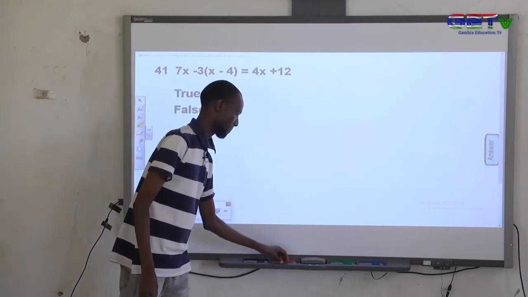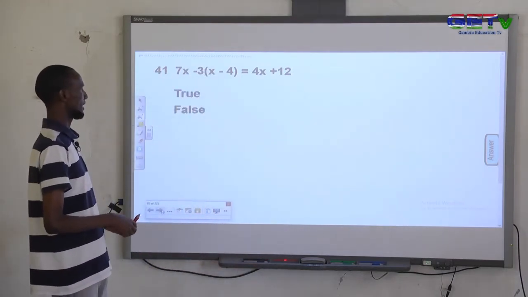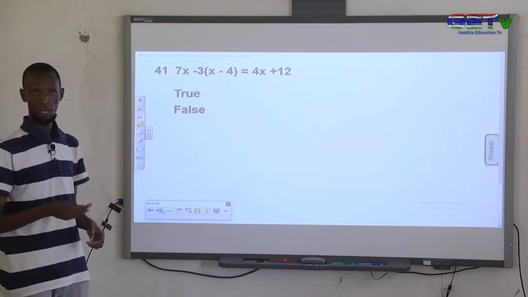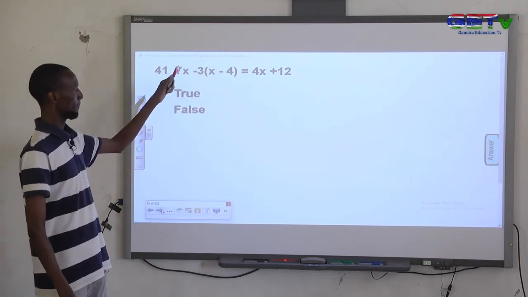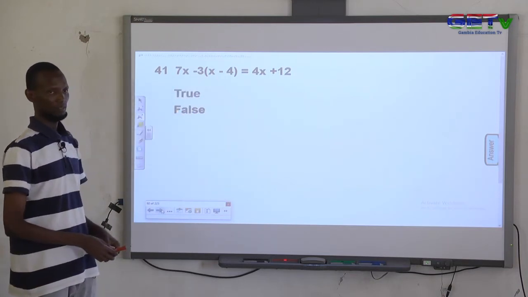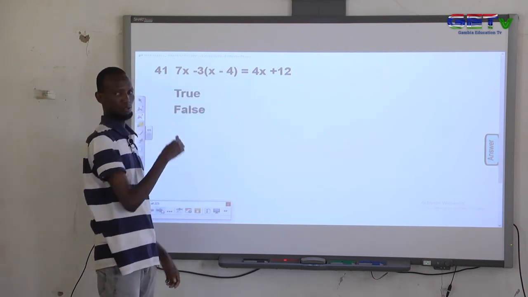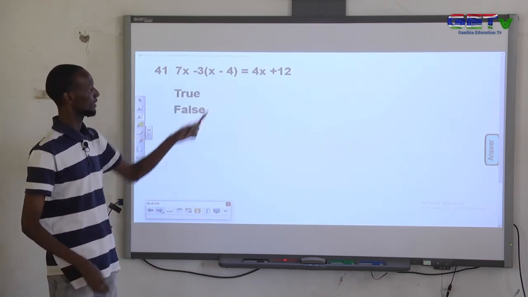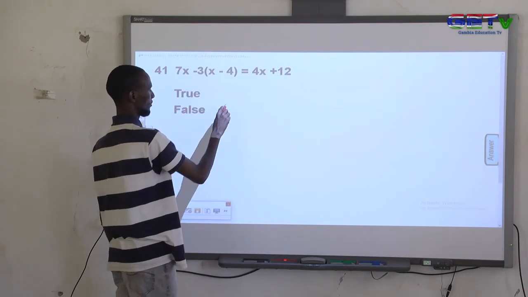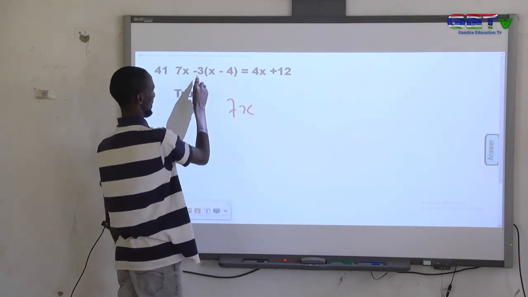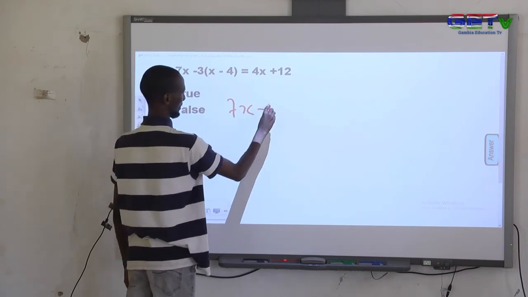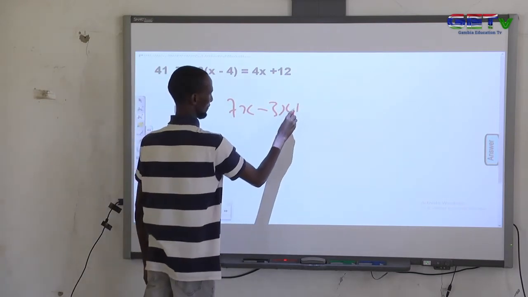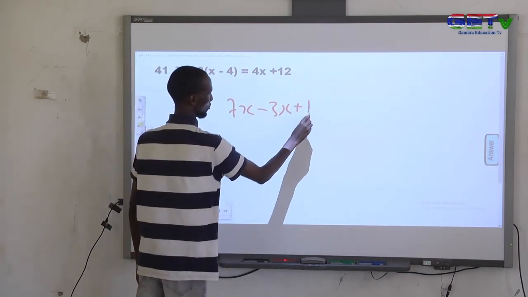Let's look at this one. And of course, this one requires a bit more work before we can determine whether it's a true statement or a false statement. But of course, we do have all the tools. You have 7x minus 3 into x minus 4. Since there are brackets there, we must apply our distributive property, which means we distribute the -3 over all the terms in the brackets. And that will give us 7x minus 3 times x will give you 3x. And of course, we know if you multiply a negative by a negative, it turns to positive. And 3 times 4 would be 12.